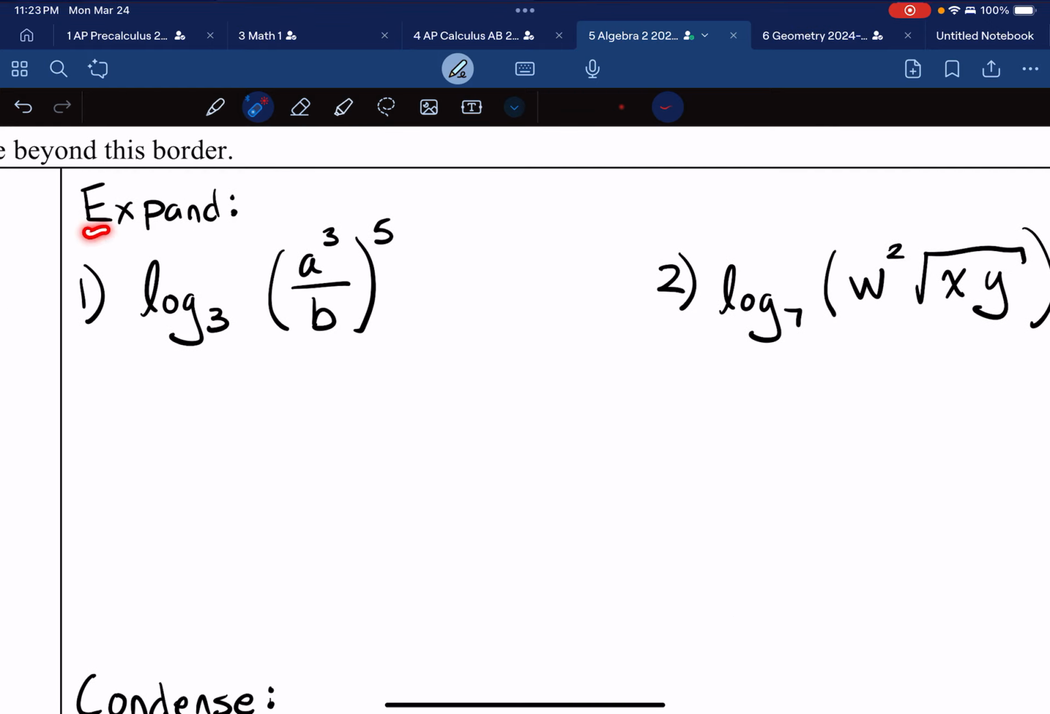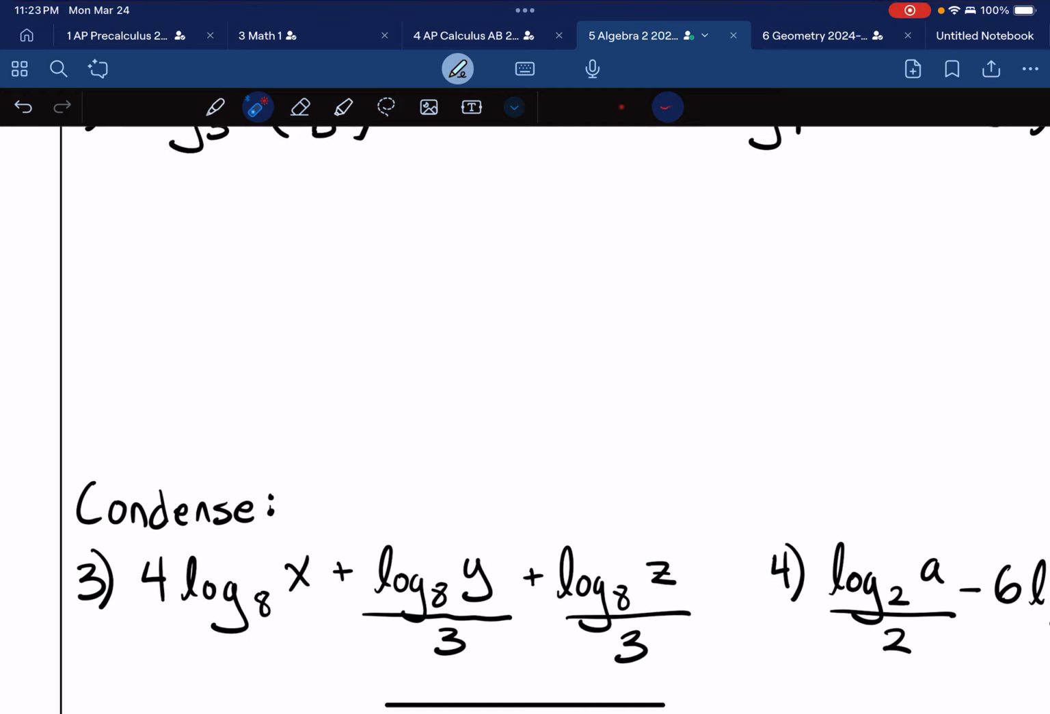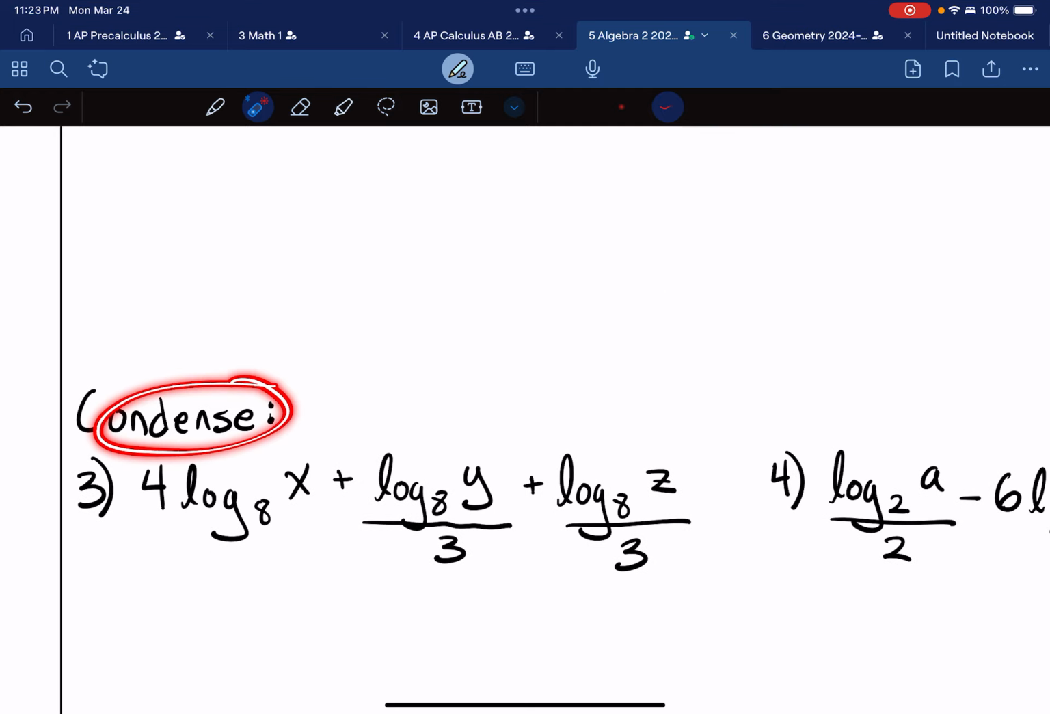Whenever I see the word expand, that means it's going to get larger. There's going to be multiple logarithms. Right now I only have one logarithm. I should have probably at least two logarithms since I have two variables, as opposed to the opposite of this, which is condensed, where I have a bunch of stuff, and I want this all as one logarithmic expression.